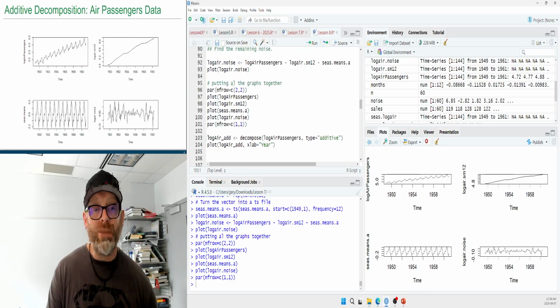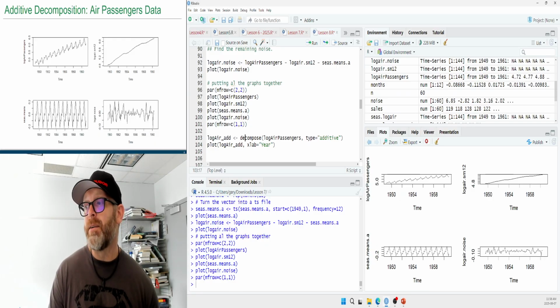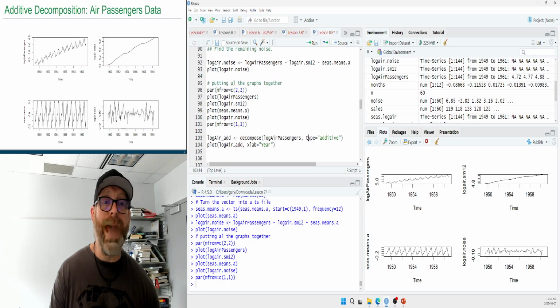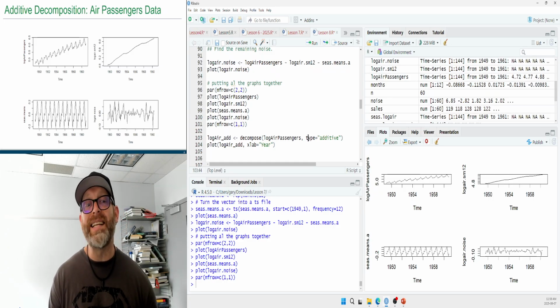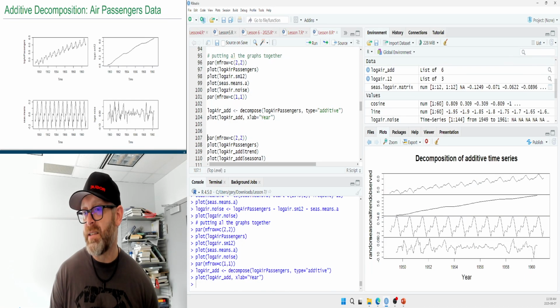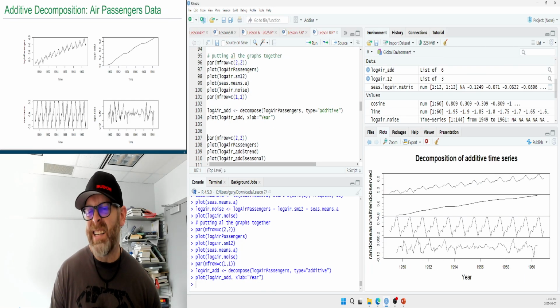Now I can do all this very easily using the decompose function. So decompose, I'm putting that log air passengers data, and I'm just specifying the type. So it could be additive or multiplicative. Because it's an additive model, I use additive. And notice, again, if I plot this, it plots it all like this. It's exactly the same plot.